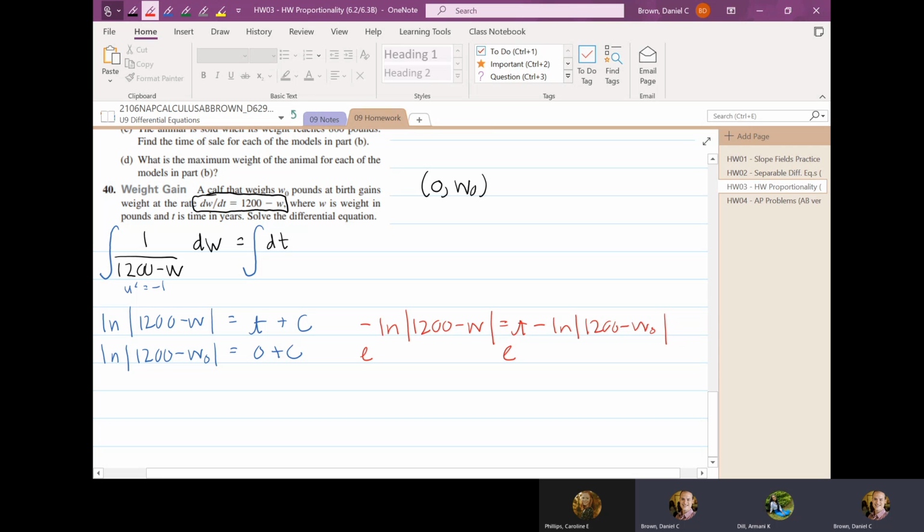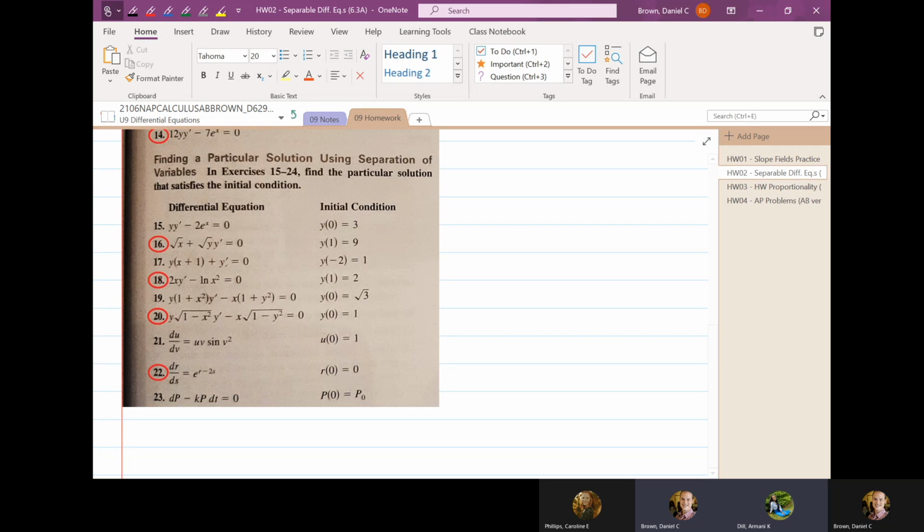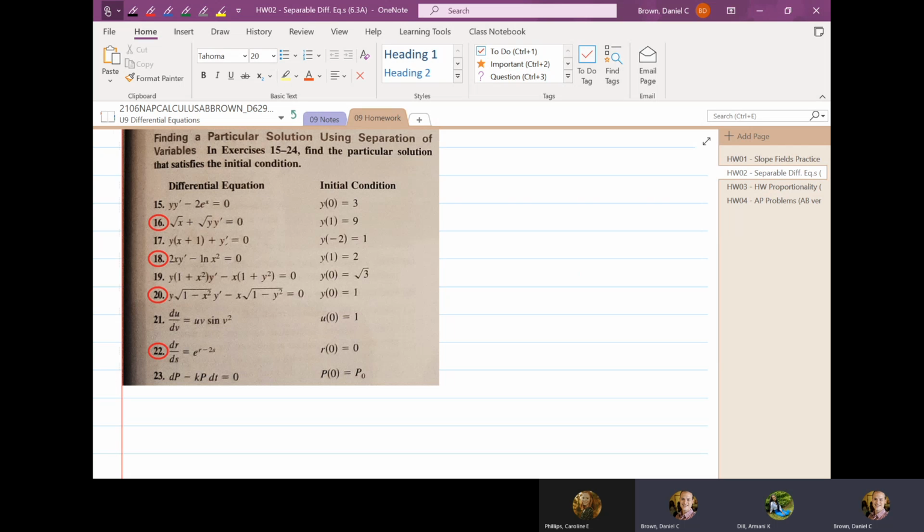Okay. And then on homework 2, number 22, I think. I got to the point where I was supposed to be integrating, but I think the other variables kind of messed me up because I have the integral of e to the negative r equals the integral of e to the negative 2s, and I just couldn't figure out how I was supposed to be integrating.